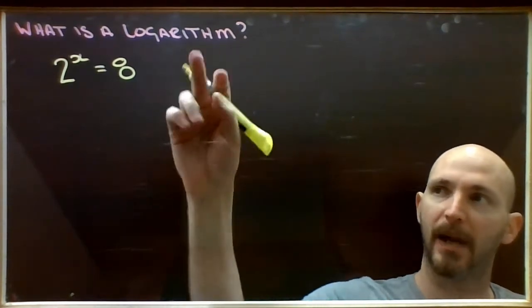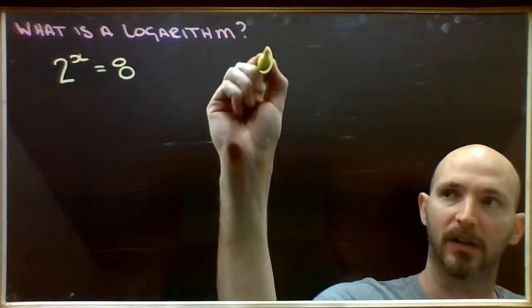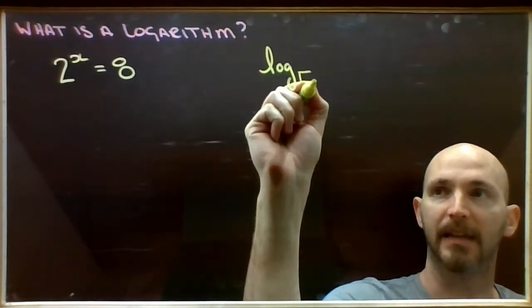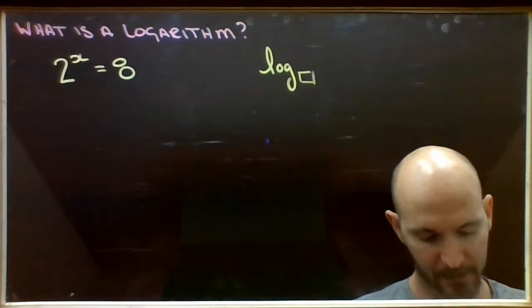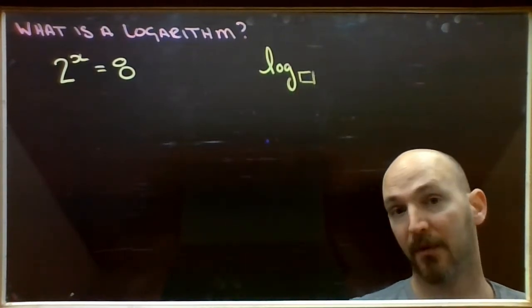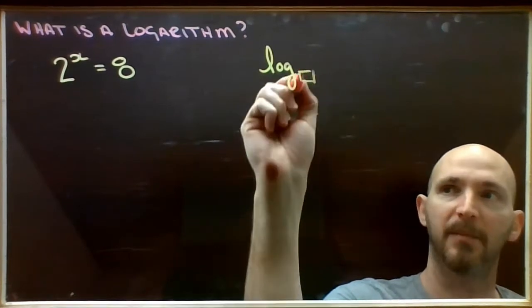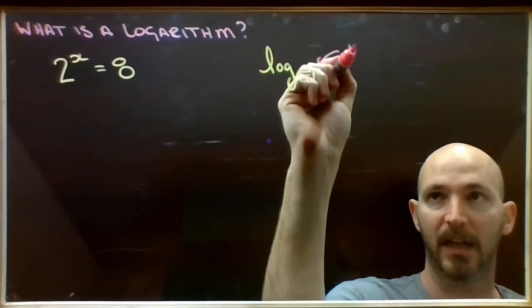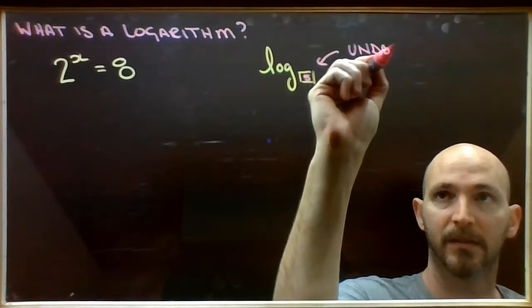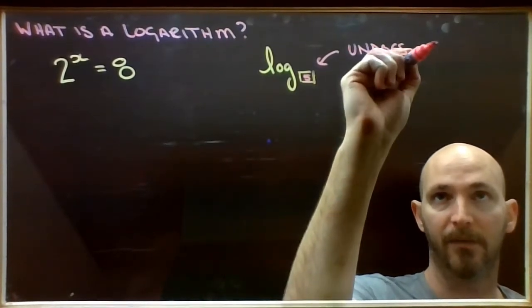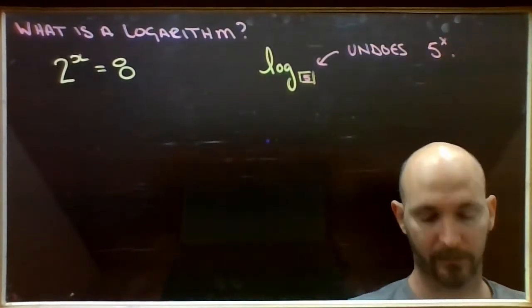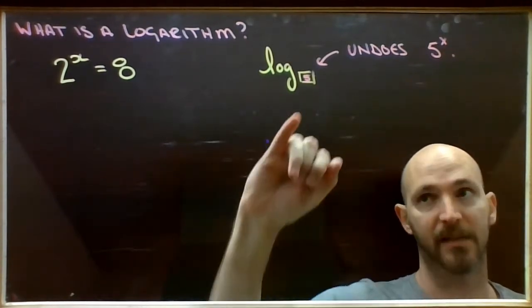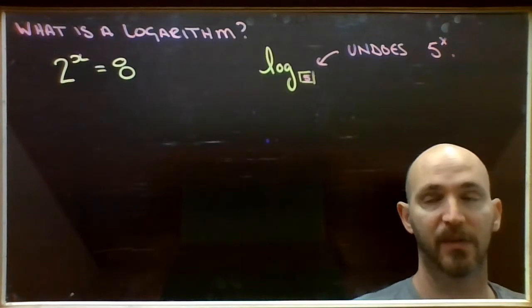The way you would write this is log, and then you need some sort of base here. And the base is going to tell you which type of exponent it undoes. So if I put in a log 5 here, that tells you that it undoes 5 to the x. If I put a 6 here, it undoes 6 to the x. If I put a 2 here, it undoes 2 to the x.